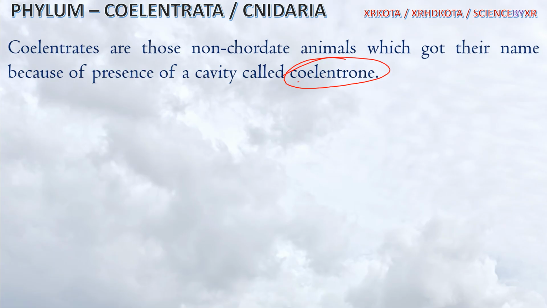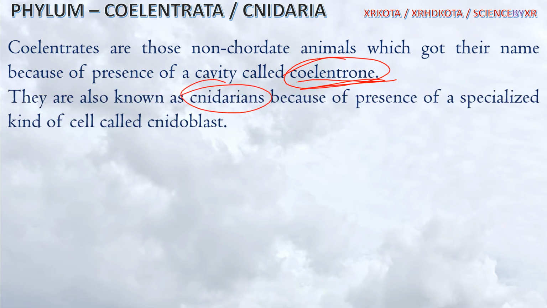Okay, so this is a special type of cavity which is found only in these organisms, and that is why they got their name Coelentrata. And they got also their name as Cnidaria because of the presence of a special type of cells called cnidoblast. These are shooting cells which are used to paralyze the prey which comes close to them, or any attacking animal that comes close to them, or they also use these type of cells to immobilize their food and eat them. Okay, so these are the two terms which are given to the category, that is phylum Coelentrata or Cnidaria.